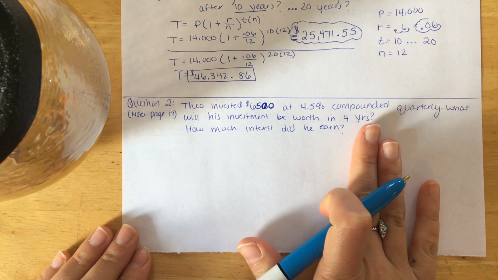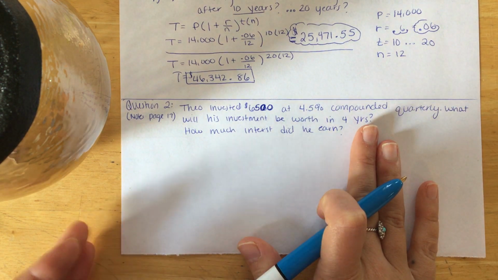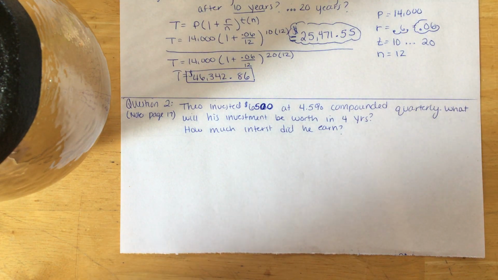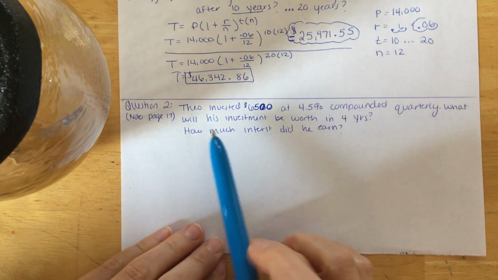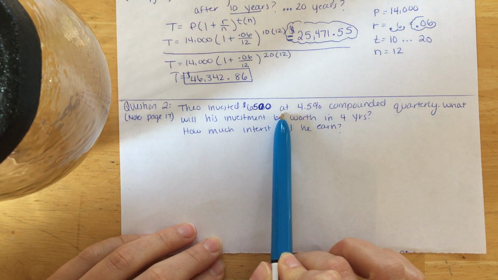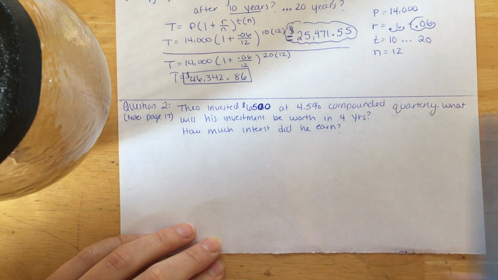Question 2, I'm going to do this question with you, and then I think you guys will be good to do the follow-up questions on the back. This question has a little trick to it, so I just want you to follow with me so you can see what's happening here. So Theo invested $6,500 at 4.5% compounded quarterly.